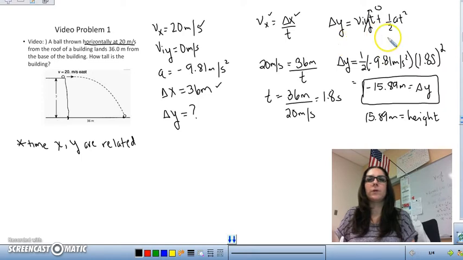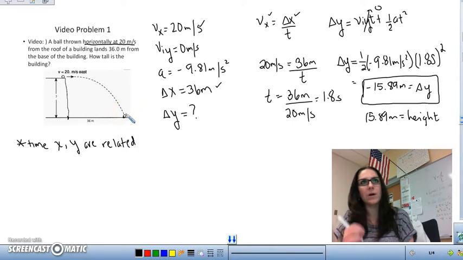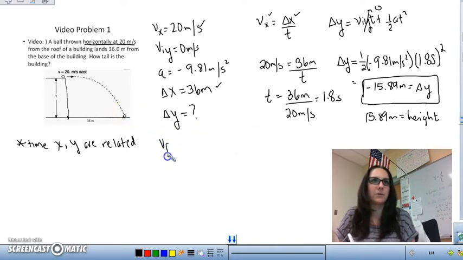Now you can use a different equation to solve this delta y, but the beauty of using this one is this term goes away and you have it related to t. You can use the other two kinematics equations, but you need the final velocity, which we'd have to solve for in the y. We don't have that, so we don't have this in the problem.